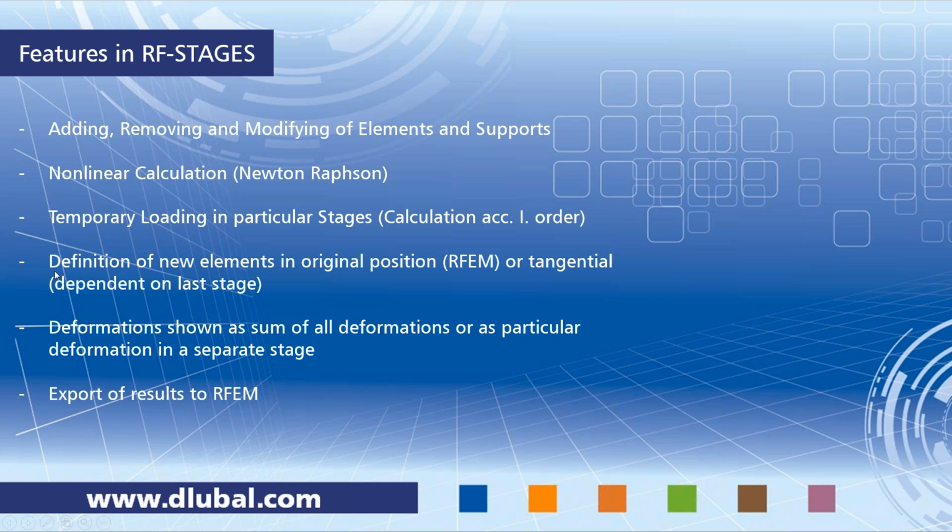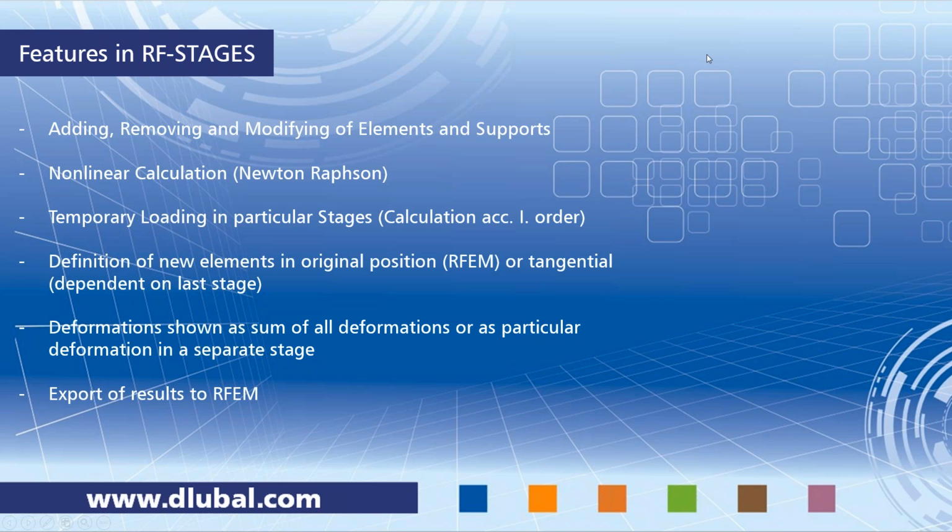What else? You can define the position of a new element in our stages. That means you can use the tangential position for a new element. This is important for bridge construction, or you can use the original position of RFEM, like for the high-rise building in the example before. You can show the deformations as a sum of deformations or as a particular deformation in the separate stage. That's what I want to show you after this slide in a small example. And of course, you can export these results to RFEM as a result combination to use it for a design or for printing the results for later analysis.